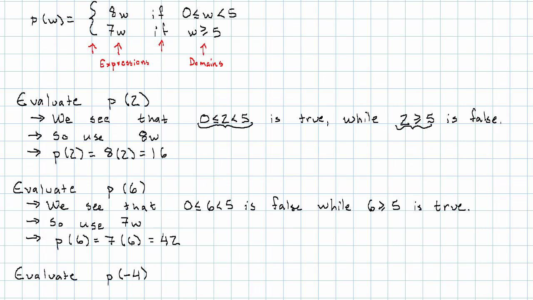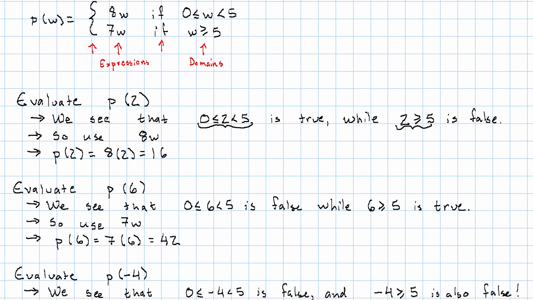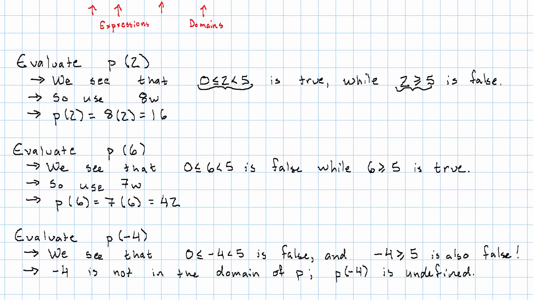Suppose we're asked to evaluate p of negative 4. Something strange happens now, right? When we plug in negative 4, both of our inequalities are false. Negative 4 doesn't follow either of these rules. It isn't in either of the pieces of the domain. What does that mean? Well, negative 4 is just not in the domain of p. That is, p of negative 4 is undefined. If we have a number that doesn't follow any of the rules, then that number is just not in the domain of the function.